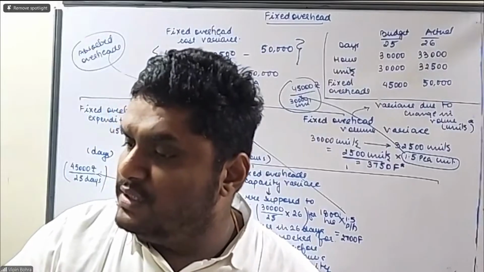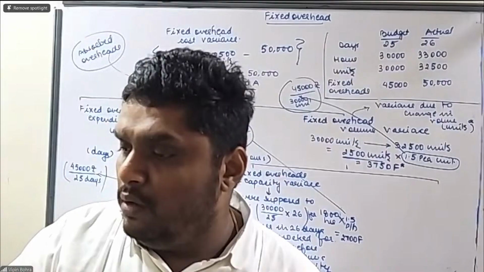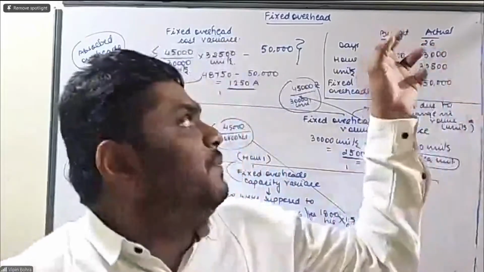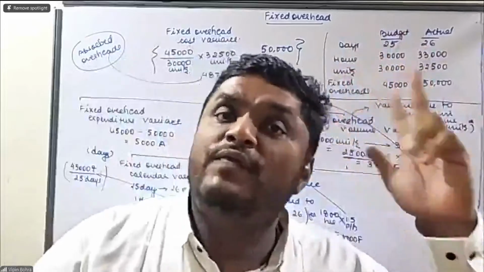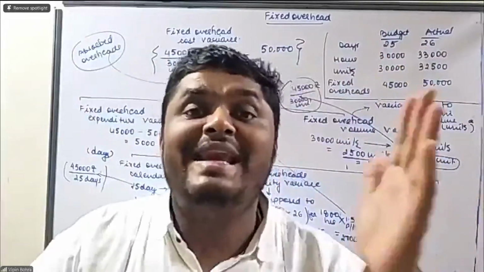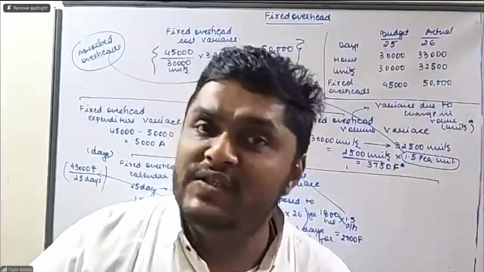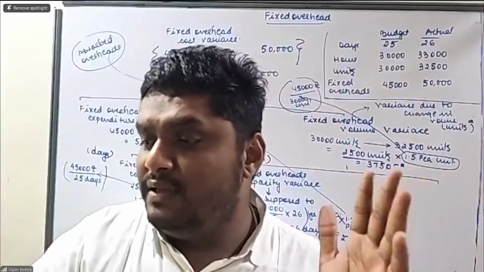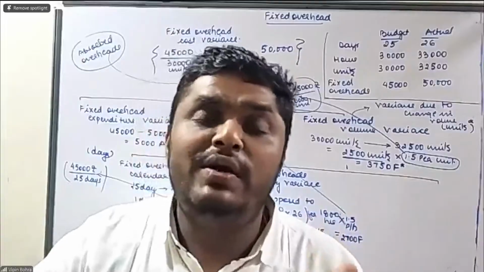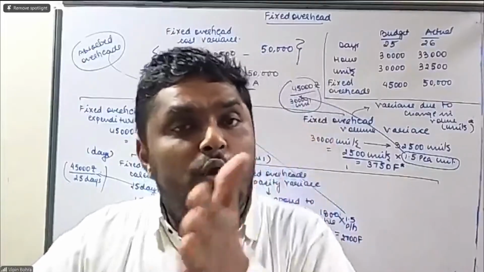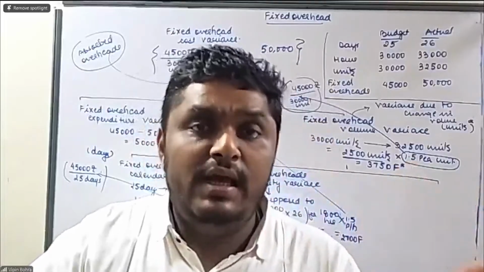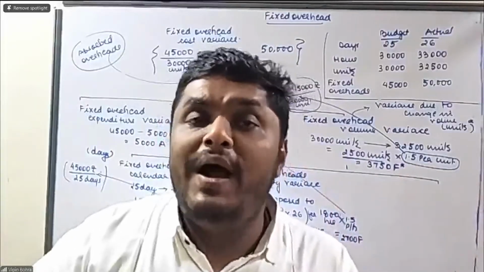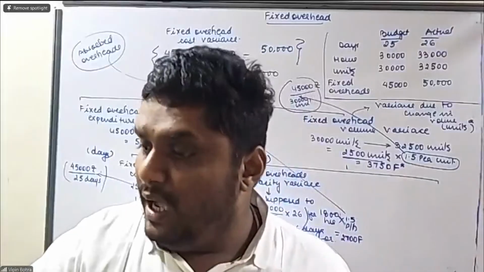A query from Richa: sir, if our actual days are 24 and our budgeted days are 25. So Richa, if we were supposed to work for 25 days and we worked for 24 days, it means one day less we worked. So it is adverse for the company. Second question: if the budgeted units are 30,000 and the actual units are 30,200, you should have made 30,000 units and you made 30,200 units. When talking about the volume part, it is a favorable sign for the company. I hope it is clear.